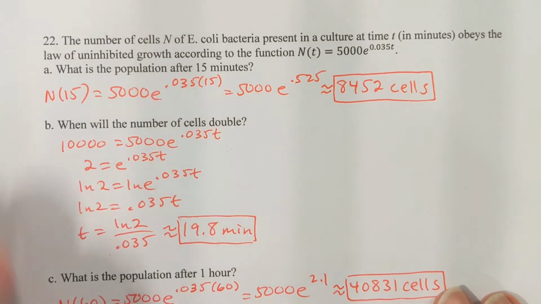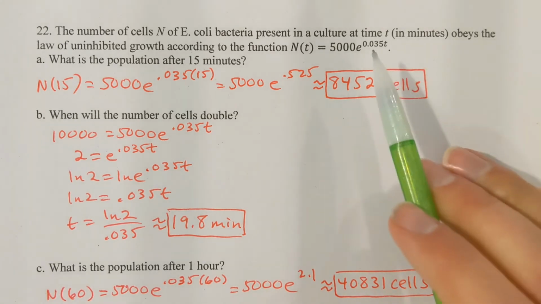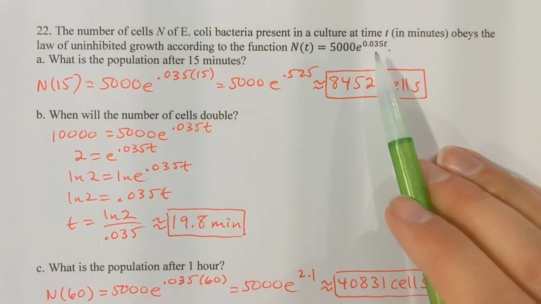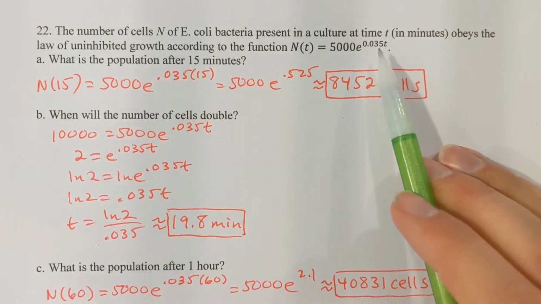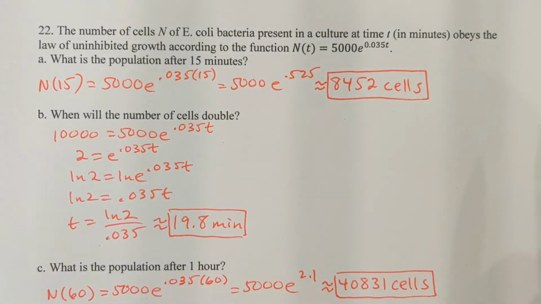Problem 22 is the last problem I had on this worksheet here. The number of cells, N, of E. coli bacteria present in a culture at time t, which is in minutes, obeys the law of uninhibited growth according to the function N of t. Notice that the exponent is a positive, so that means that as time goes on, there's going to be more and more E. coli bacteria in the population.